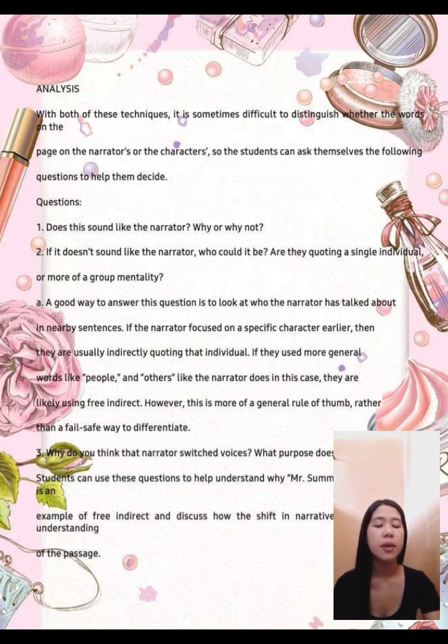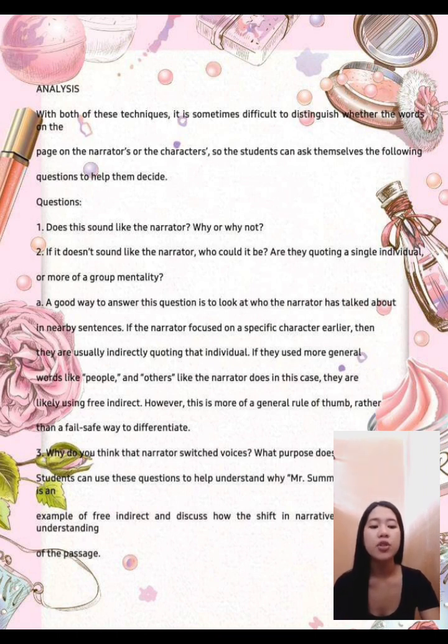In analysis with both of these techniques, it is sometimes difficult to distinguish whether the words on the page belong to the narrator or the characters, so students can ask themselves the following questions to help them decide. Number 1, does this sound like the narrator? Why or why not? Number 2, if it doesn't sound like the narrator, who could it be? Are they quoting a single individual or more of a group mentality?